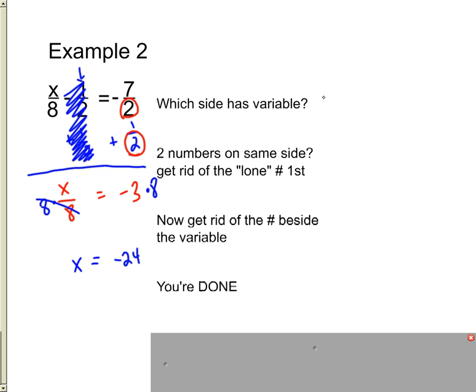So again, you start out with focusing on which side has the variable. If there's more than one number, you get rid of the lonely number first. Usually that's going to be using either addition or subtraction. And then the last thing is you're usually going to be using division or multiplication most of the time to get rid of that final number. Once you've done that, the variable is all by itself, and you know what it's equal to.